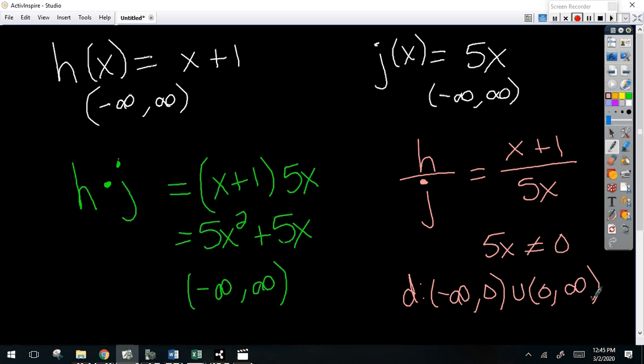Let's do composition then. By the way, while y'all copy that, what's the domain of the absolute value of x? Negative infinity, positive infinity. That only restricts what?